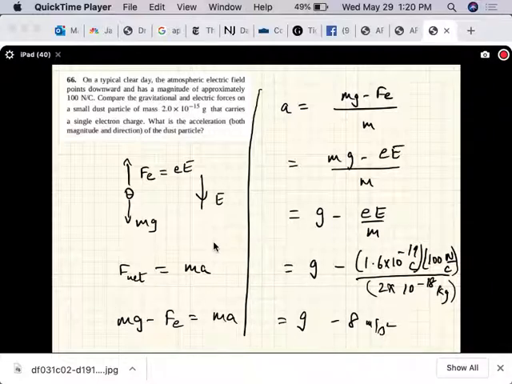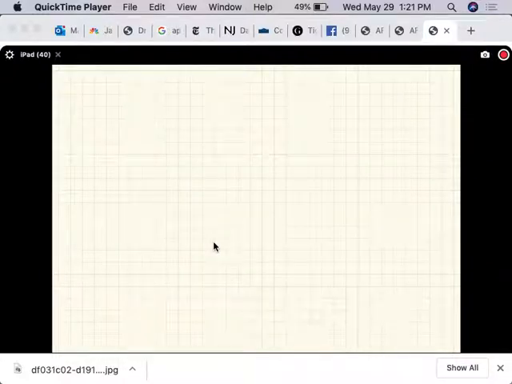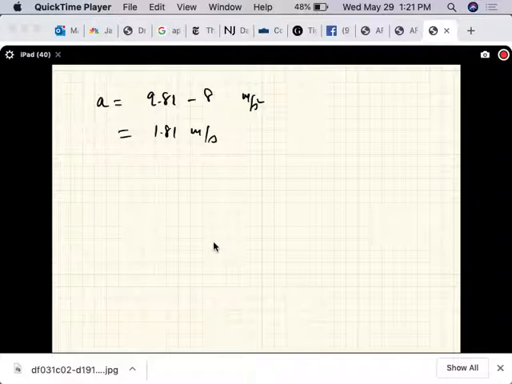G is 9.8 meters per second square minus 8. Okay, so the particle will accelerate downwards. Of course, if it had 2 charges, 2 electrons, then that would become 16, and then it would accelerate upwards. So the acceleration is 9.81 minus 8 meters per second square. 1.81 meters per second square downwards.